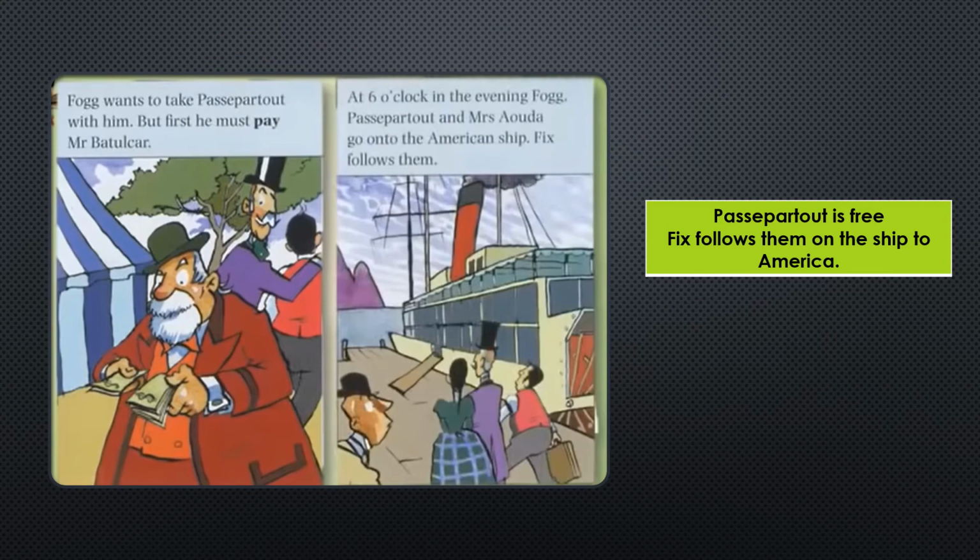Fogg wants to take Passepartout with him. However, first he must pay the circus owner, Mr. Batulkar. At 6 o'clock in the evening, Fogg, Passepartout and Mrs. Auda go on to the American ship and are followed by the detective Fix.